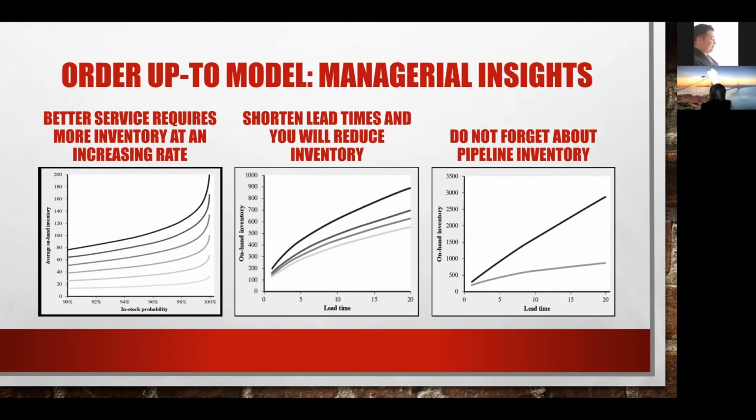In conclusion, the order up to model is appropriate for products with random demand, but many replenishment opportunities. Expected inventory and service are controlled via the order up to level. The higher the order up to level, the greater the expected inventory and the better the service, which is either in-stock probability or fill rate. And the key factors that determine the amount of inventory needed are the length of the replenishment lead time, the desired service level, which is the fill rate or the in-stock probability, and the demand uncertainty.